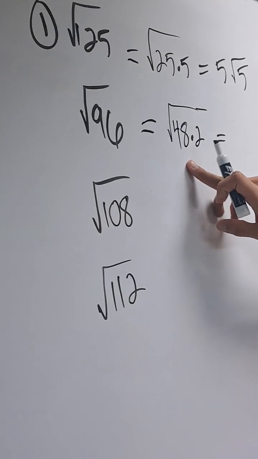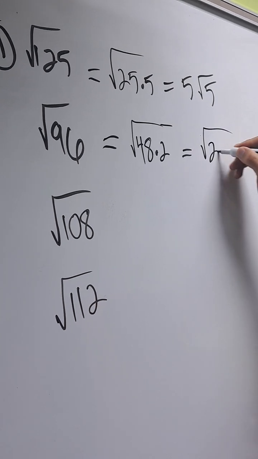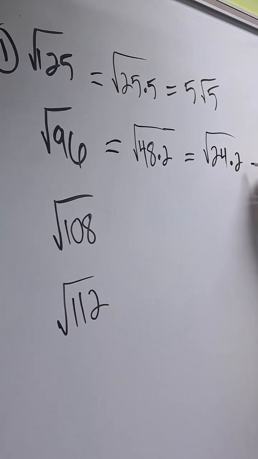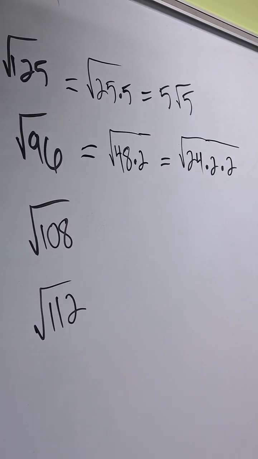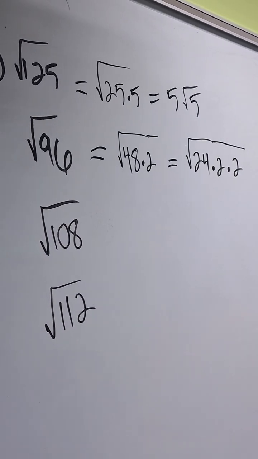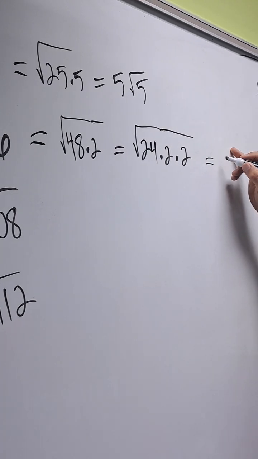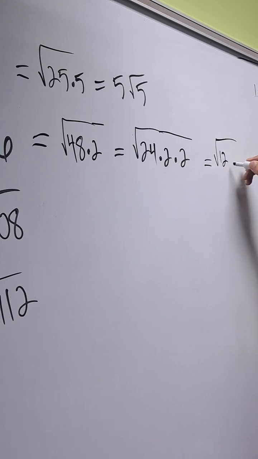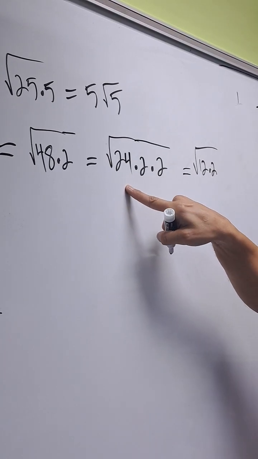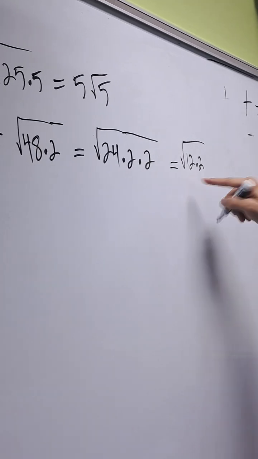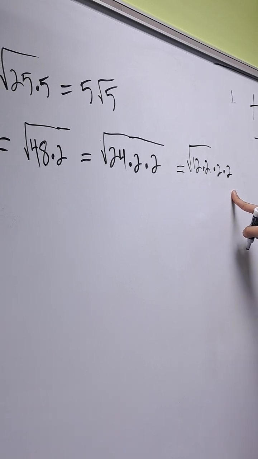But 48 could be broken down to 24 and 2, right? Because again, it's an even number. And then so on and so forth. Like you can break it down to, again, 12 and 2. I'm just breaking down the 24. What is 24 divided by 2? It's 12. And then I have these two 2's, you see?